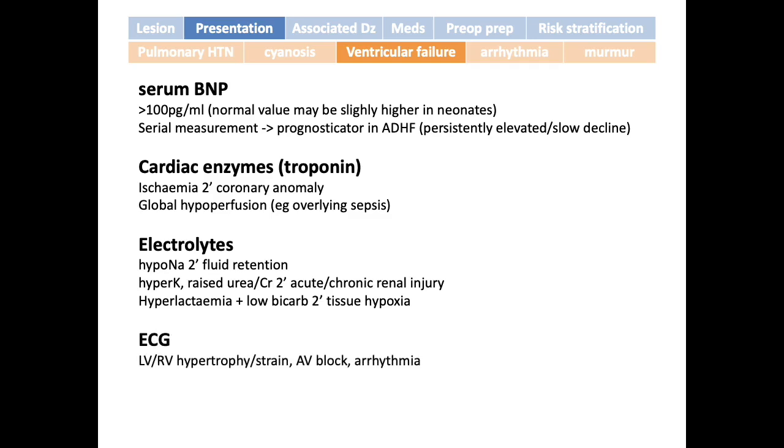The ECG is likely to show a left or right ventricular hypertrophy or strain pattern, depending on which is the failing ventricle, and there may be concurrent AV block and arrhythmia, such as atrial fibrillation from upstream dilated atria. A plain radiograph and transthoracic echocardiography will identify any anatomical culprit lesions and assess the myocardial function.